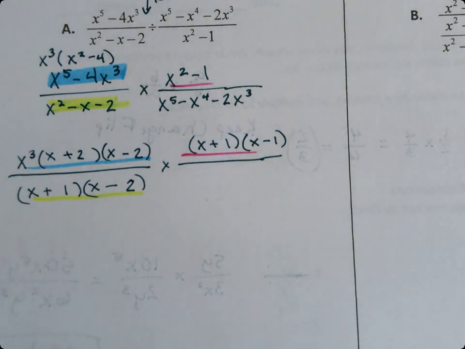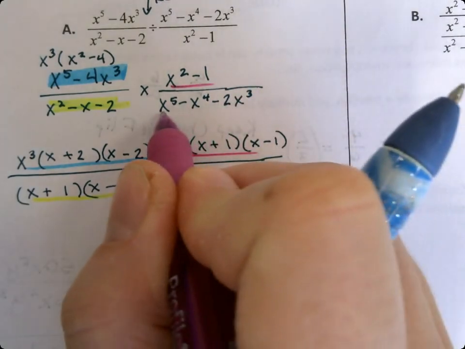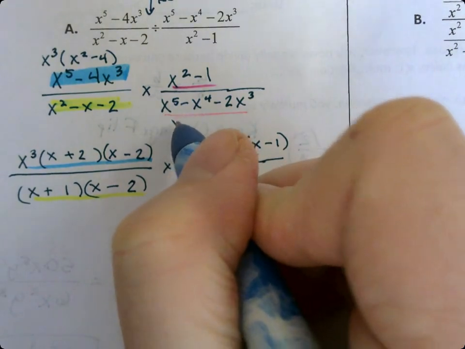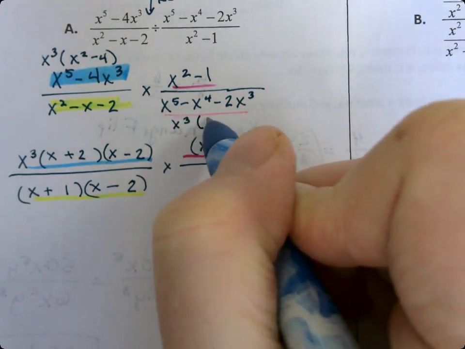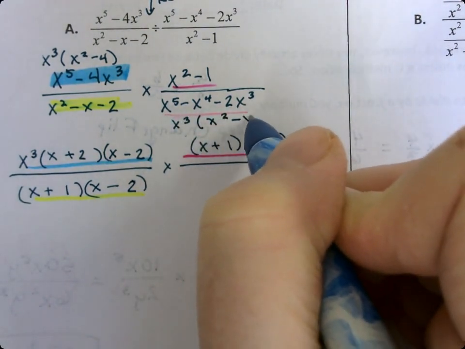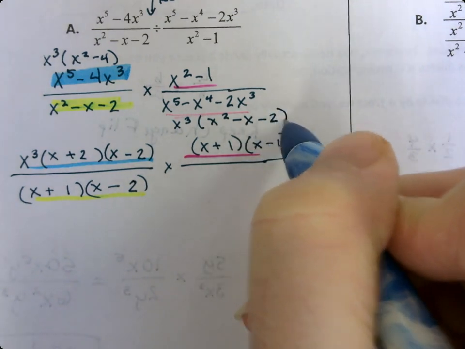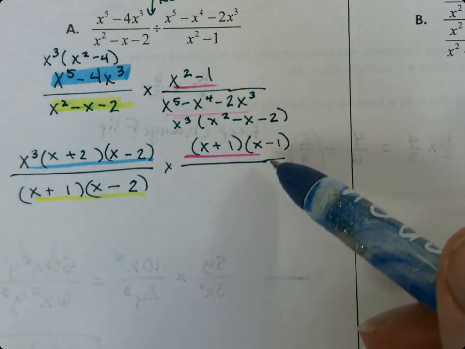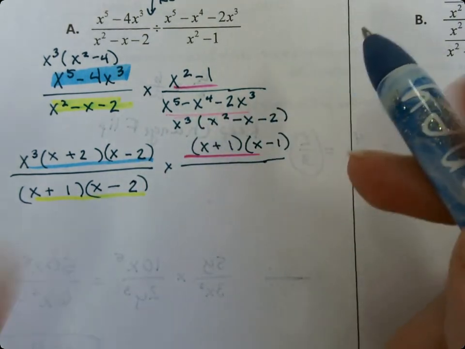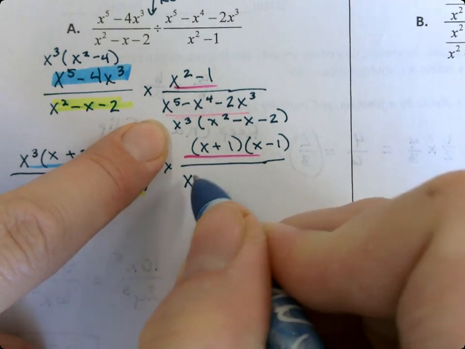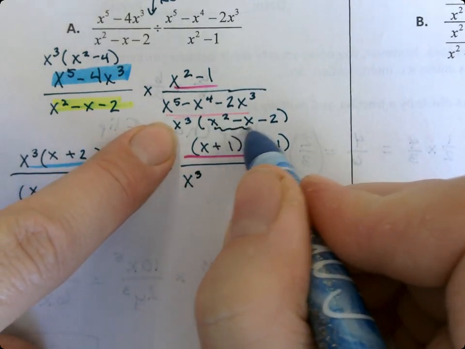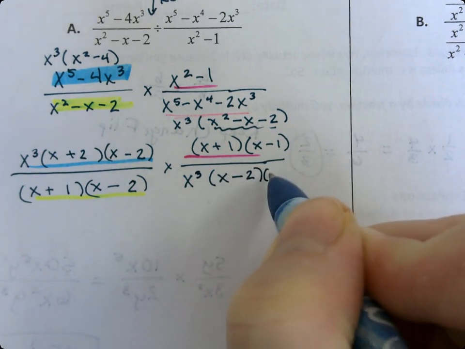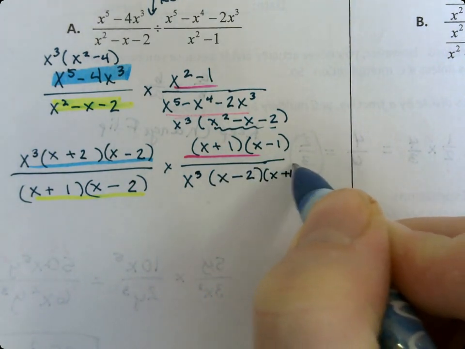Okay, and then this bottom one right here, there's definitely a GCF here. The GCF here is x to the 3rd, and I'm left with x squared minus x minus 2. So I didn't want to rewrite all of these things, so if there's a GCF, I normally take that out, and I'm going to take this x to the 3rd, keep it, and now I'm going to break this down. And that's that x minus 2 and x plus 1.